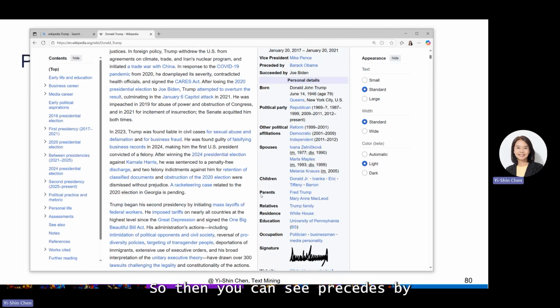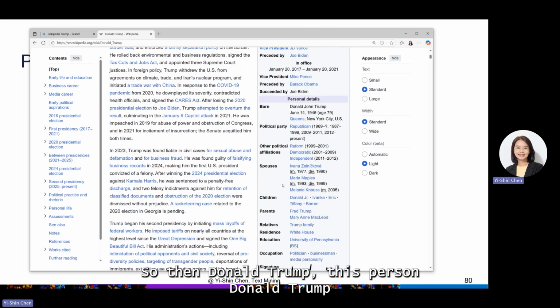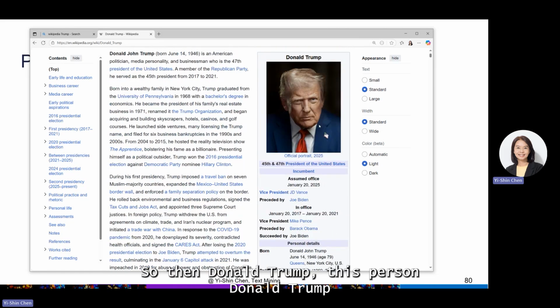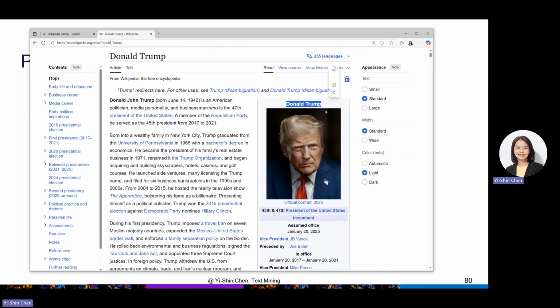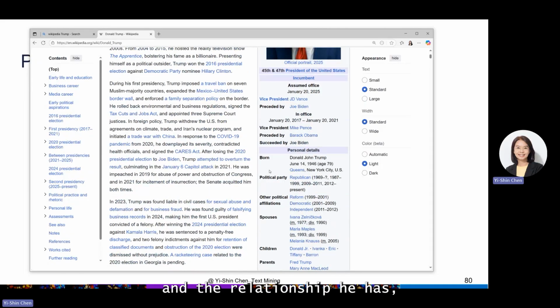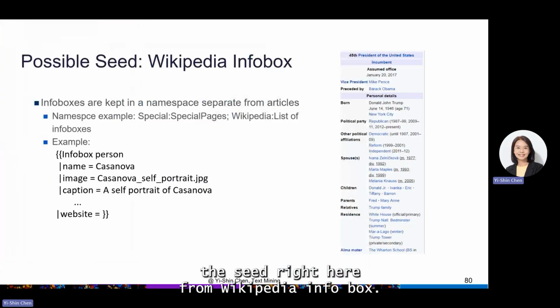Okay, so then you can see "preceded by" and "succeeded by", and they have a lot of things. So then Donald Trump, this person, and the relationship he has, for example, "preceded by" relationship with another entity, Barack Obama. Okay, so then that is how you can get the seed right here from the Wikipedia infobox.